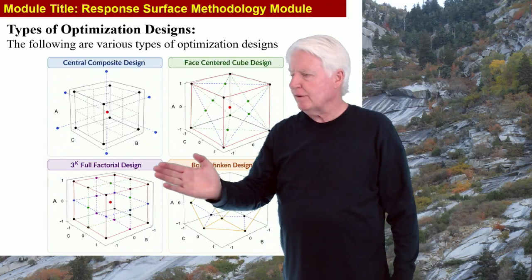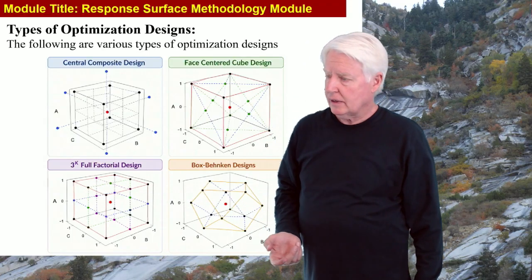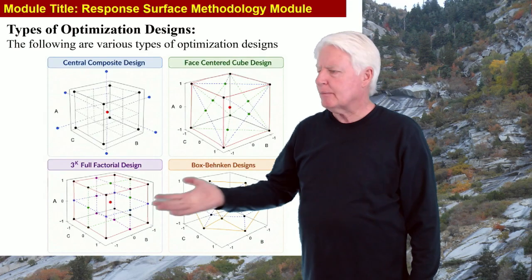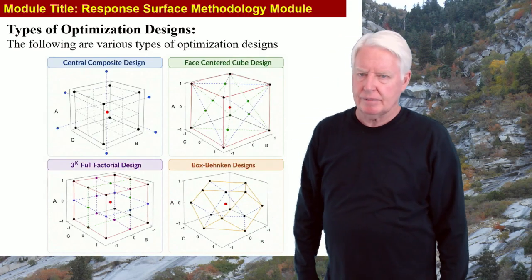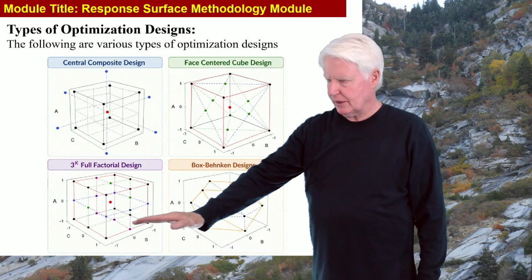The 3K full factorial design, 3K means 3 levels. Okay. It's so inefficient with data, I'd pretty much recommend that you never use it. This is so much better. I don't know why you'd ever use that.